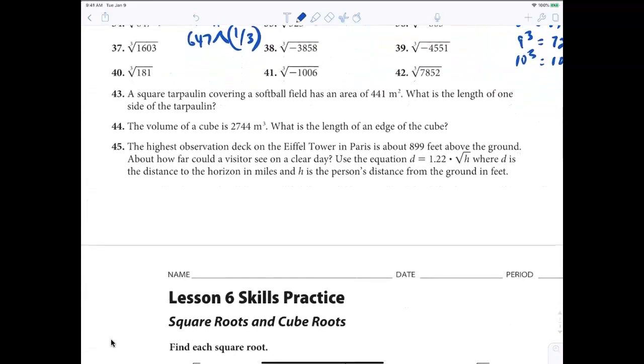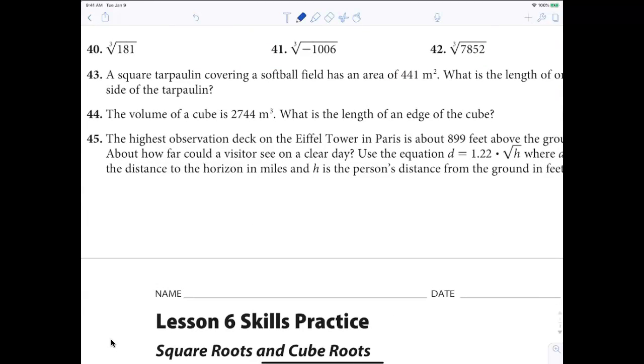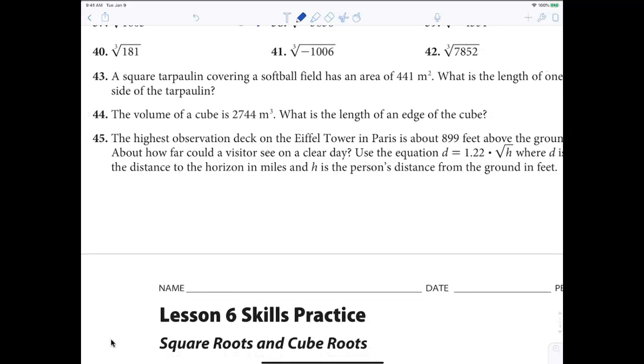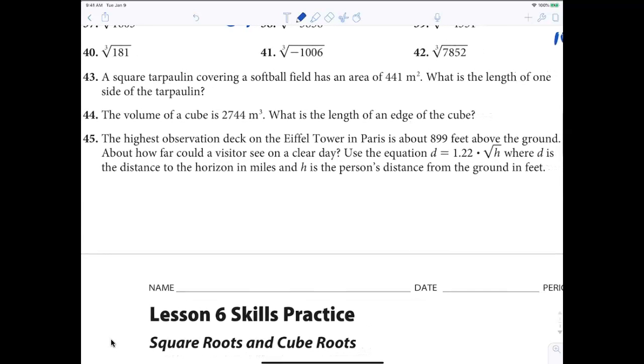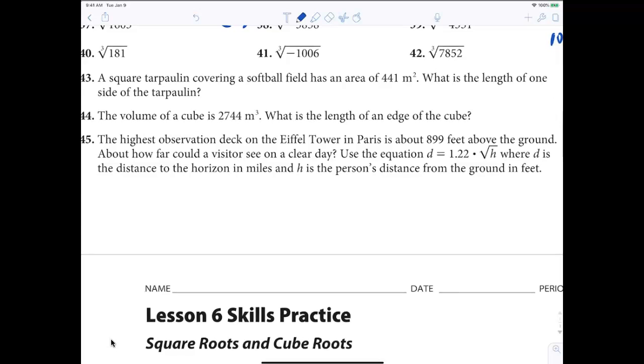All right, now I want everybody to look at number 43. It says, if you have a square tarp covering a softball field, it has an area of 441 square meters. What is the length of one side? No, 21. Thank you. Now, how do we know it's 21?